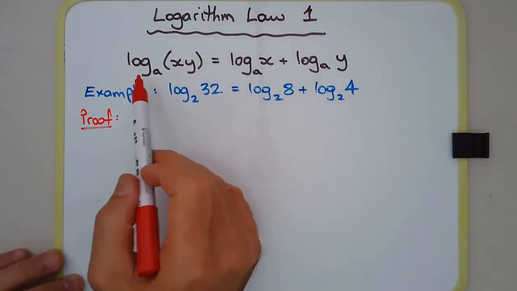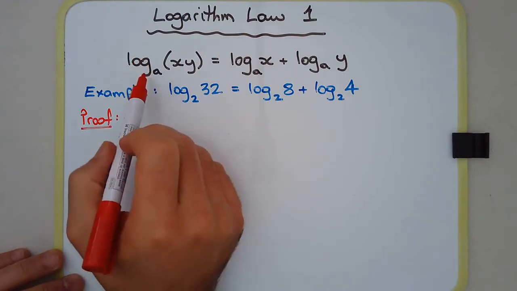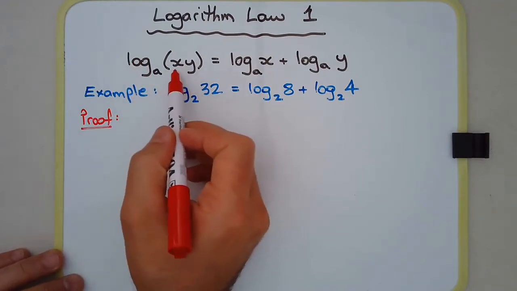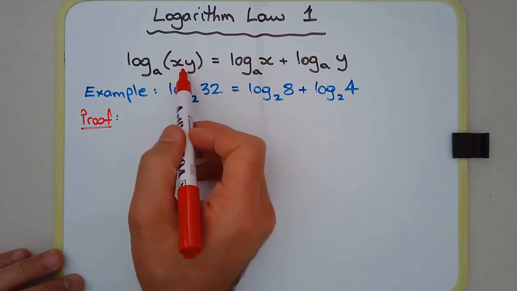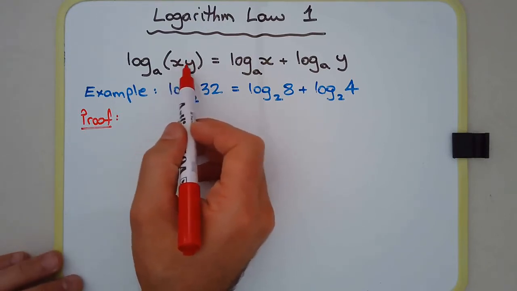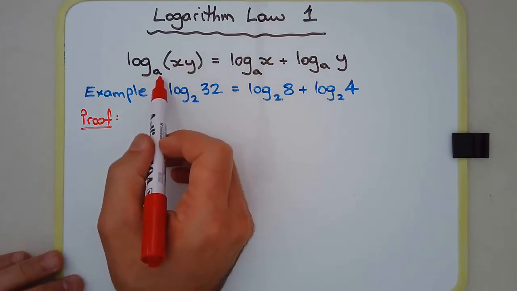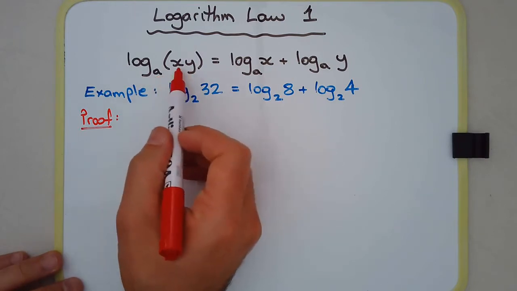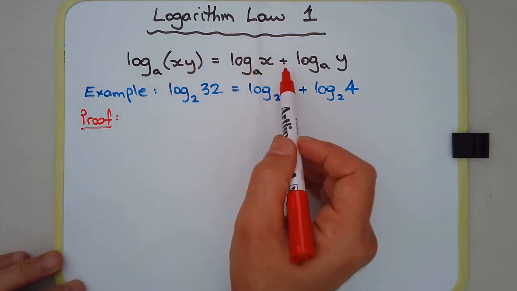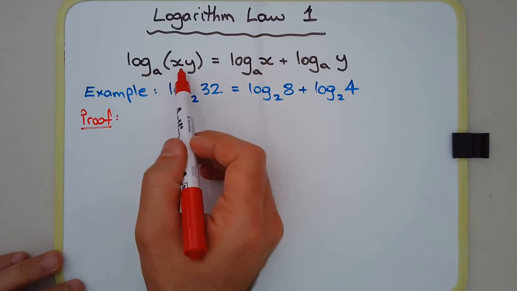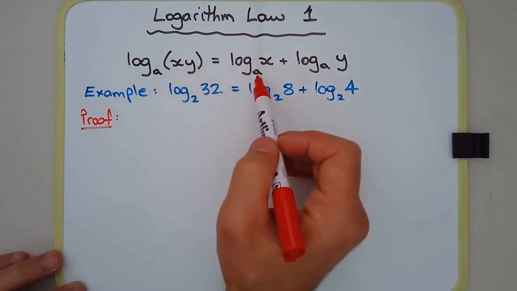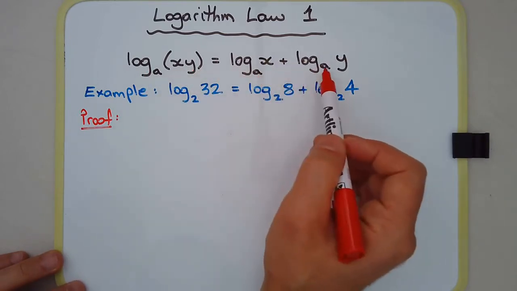The first logarithm law states that if you have a product, so two numbers multiplied together, or you can split a number into a product of its factors, and you take the logarithm of some base a of that product, you can split it up into a sum. So log base a of xy is equal to log base a of x plus log base a of y.